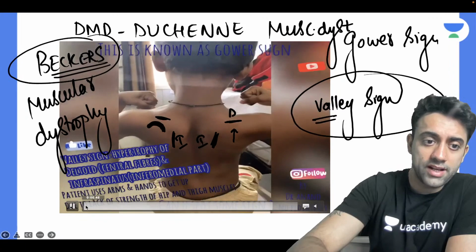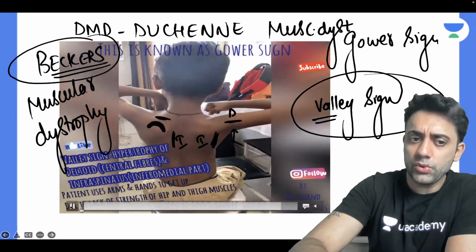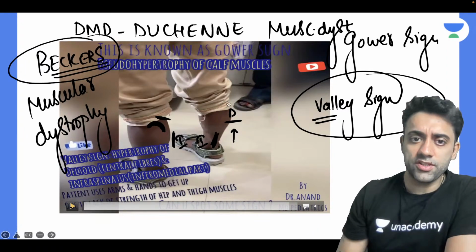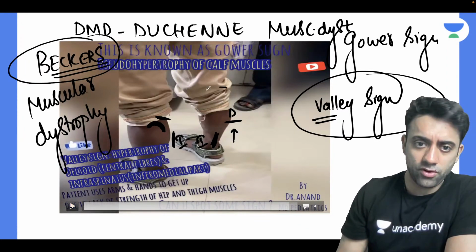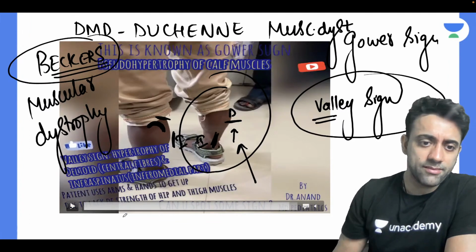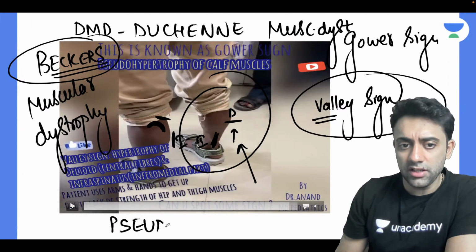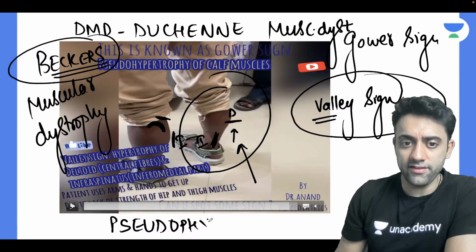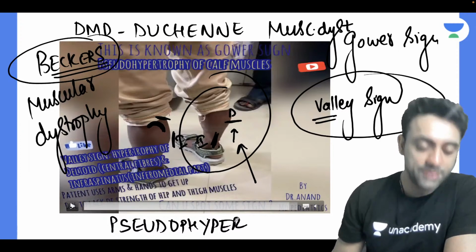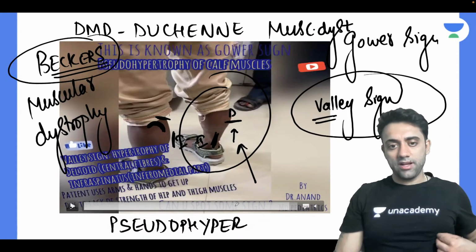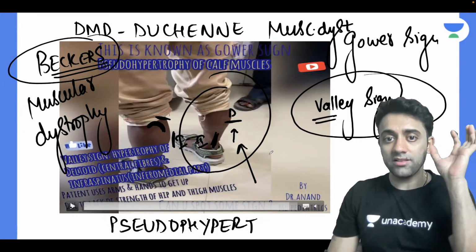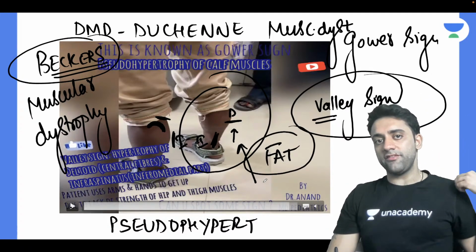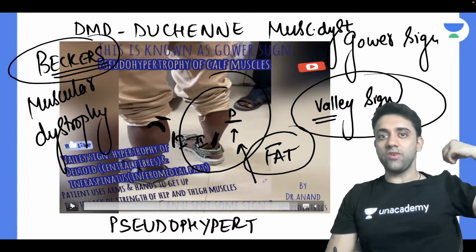And one more thing which no one has told, very importantly, do you see pseudo hypertrophy of calf muscles? Yes or no? This one. Can you see this picture? Can we see hypertrophy of the calf muscles? Can anyone please tell me, why do you say pseudo hypertrophy? This baby has good calf muscles, no? Why do you say pseudo hypertrophy? Exactly, we say pseudo hypertrophy because all the muscle has been replaced by fat. All the muscle has been replaced by fat. That is the reason you say pseudo hypertrophy.